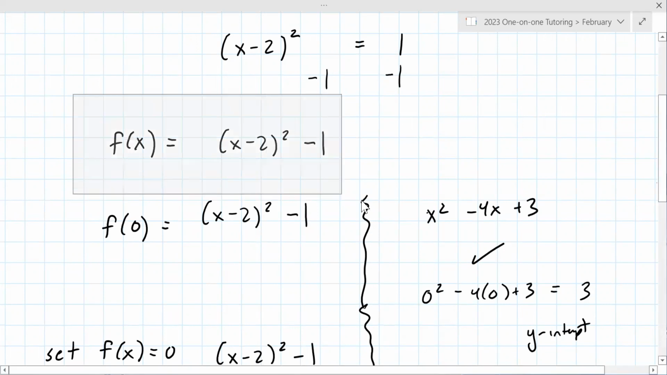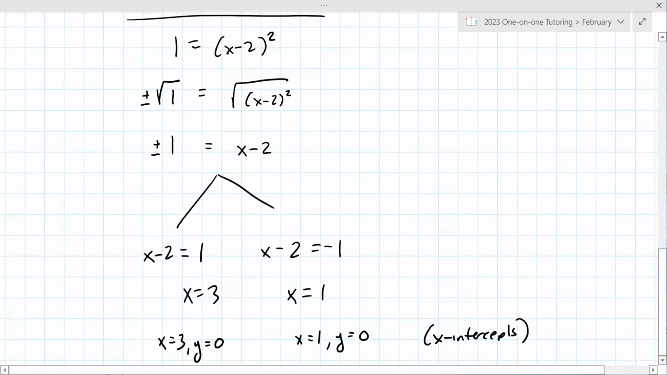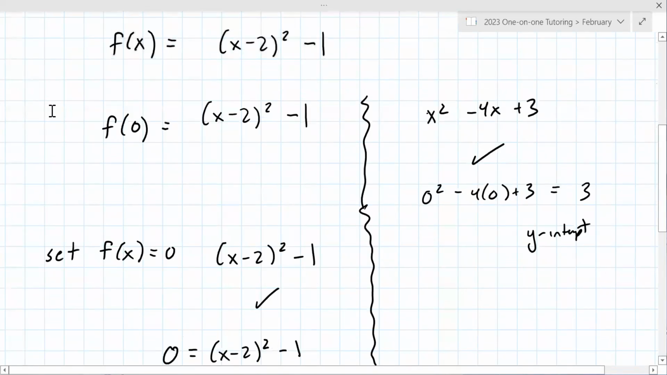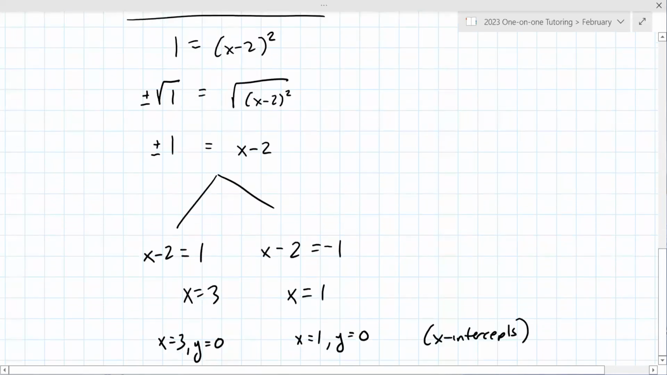Okay, now the next thing they ask you are the transformations. Yeah. Sorry, why is this doing this?